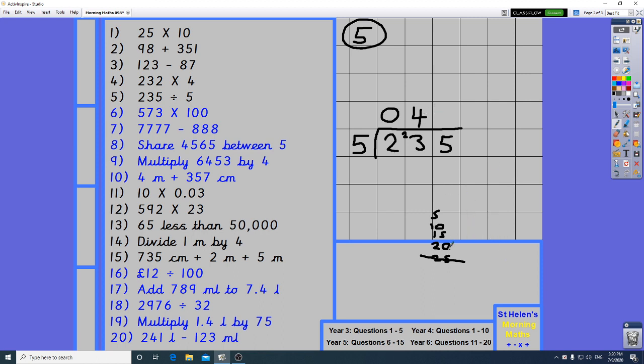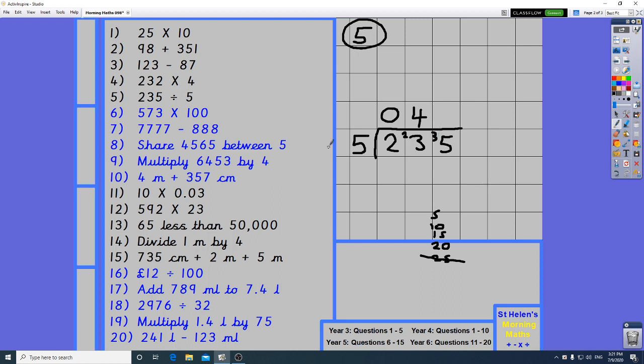I have sung up to 20 just now, but I'm looking for 23. So you count up from 20 to 23 to find your remainder. So 20 I don't count. I go 21, 22, 23. And that was 3. Just 3 ones.